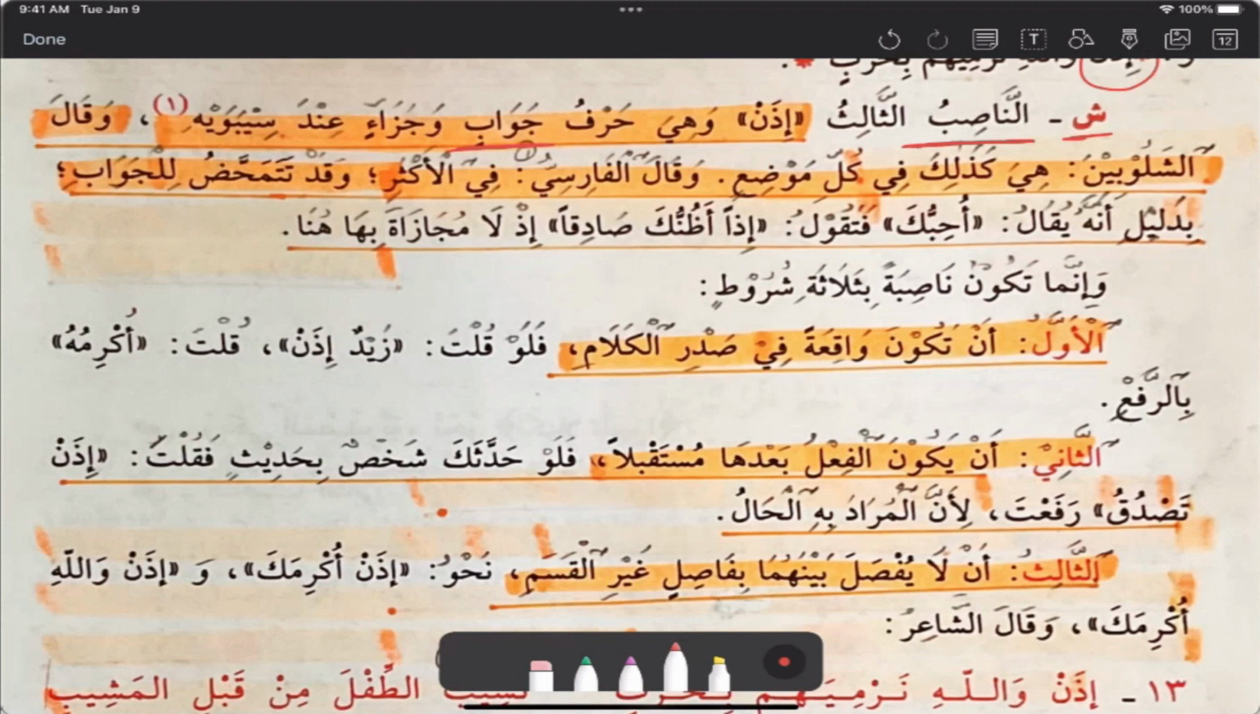إذ لا مجازاة بها هنا. Since there's no reciprocation here. If someone said, I love you, and you said, then I think you're honest. That's not a reciprocation. It's just a response only. Let me know if that's not clear, please. Subhanallah.